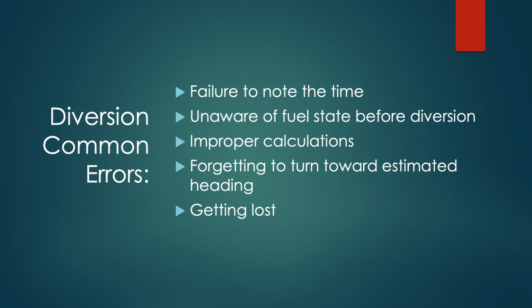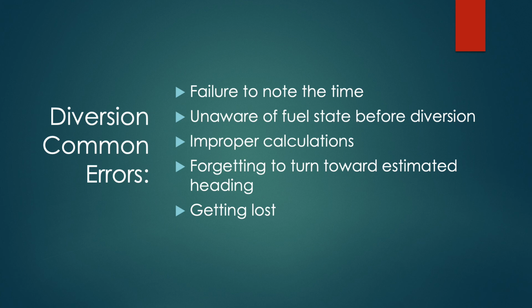So some common errors which can happen with diversion. First, failure to note the time. Well, if we don't note the time, we don't know effectively when we're going to get there. Especially for longer diversions, this is more important. Second, being unaware of the fuel state before a diversion. So again, if you've got to do a long diversion, you might not actually have the fuel to get there. So being aware of how much fuel we've got is important.